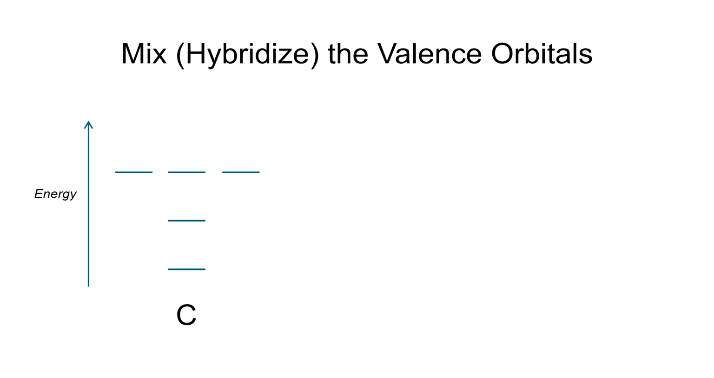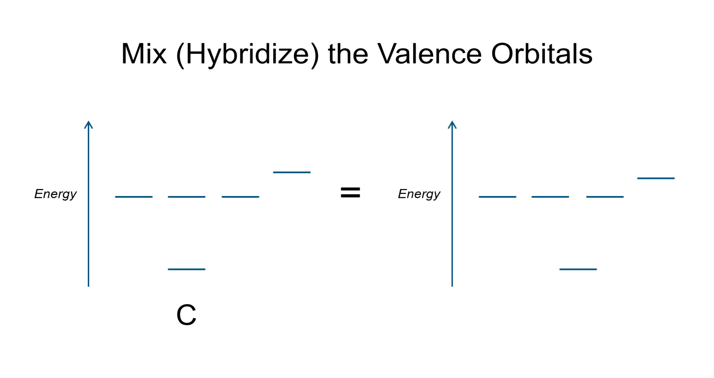Since we need a pi bond, which is formed by overlap of adjacent p orbitals, we need to leave a p orbital alone and only hybridize the s and 2 of the p orbitals. This gives us 3 sp2 orbitals and 1 p left over.